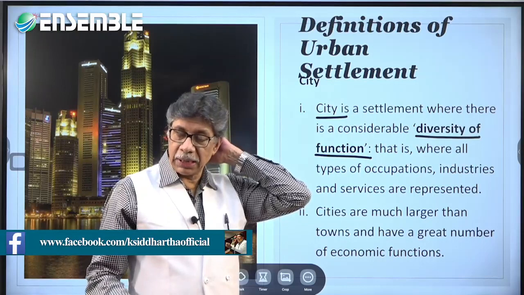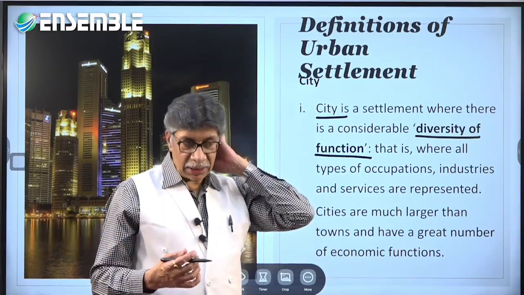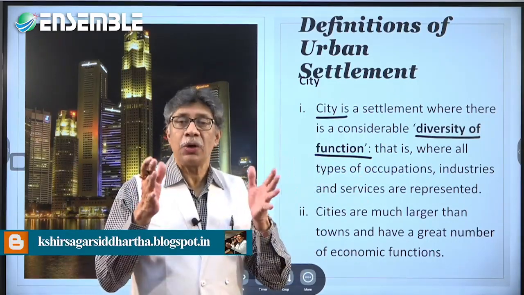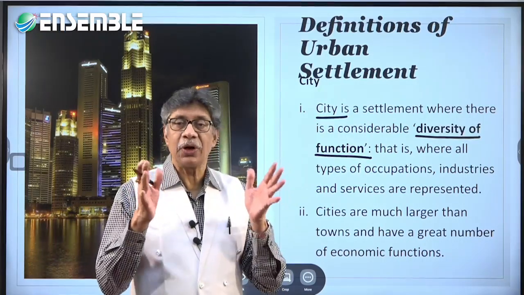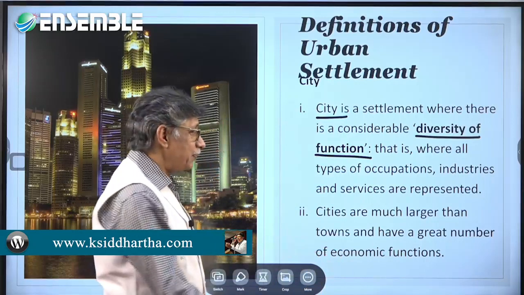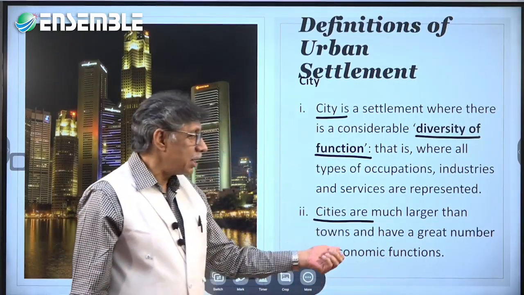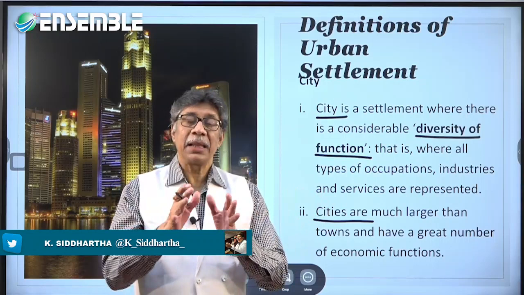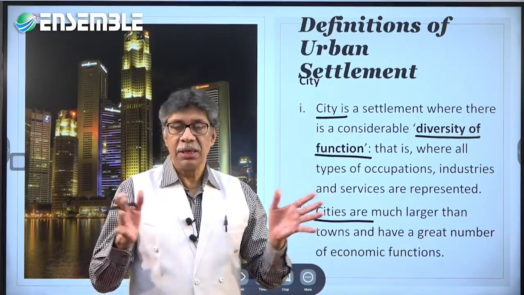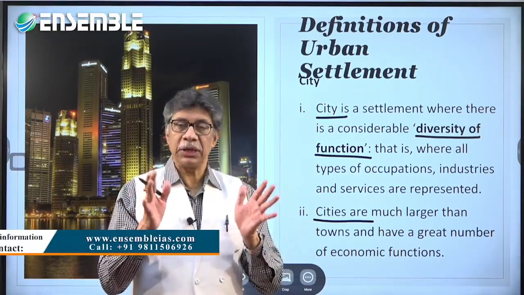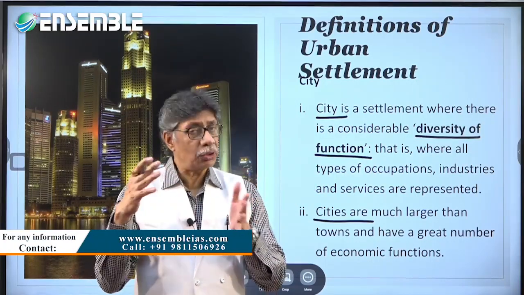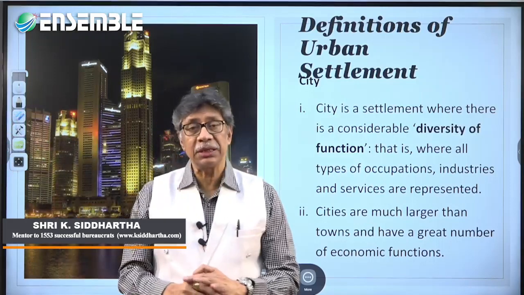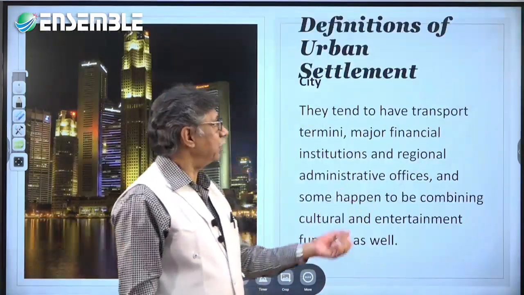So function can be, it can be an industrial center, it can be a service center, it can be a transportation center, and of course because it is multifunctional, consequently its size will also be larger. We say that cities are much larger than towns and have a great number of economic functions. That is, in terms of spatial spread, they are much larger. Space-wise, they are larger. And when we talk about a great number of economic functions, not only diversity, the functions also are very, very specialized. It is this specialization that will make them different at the same time.